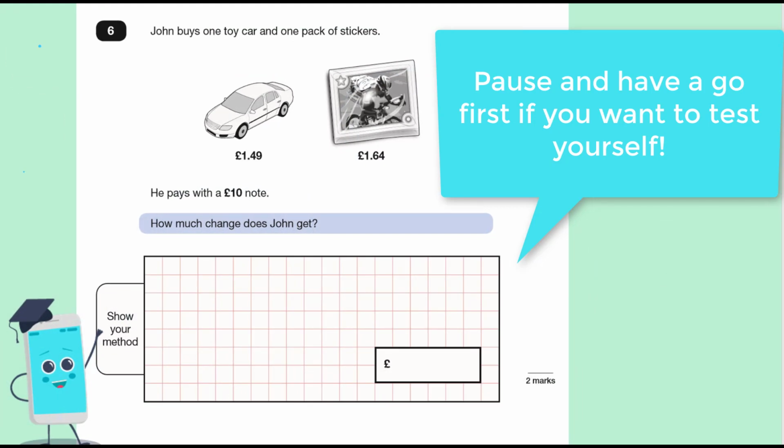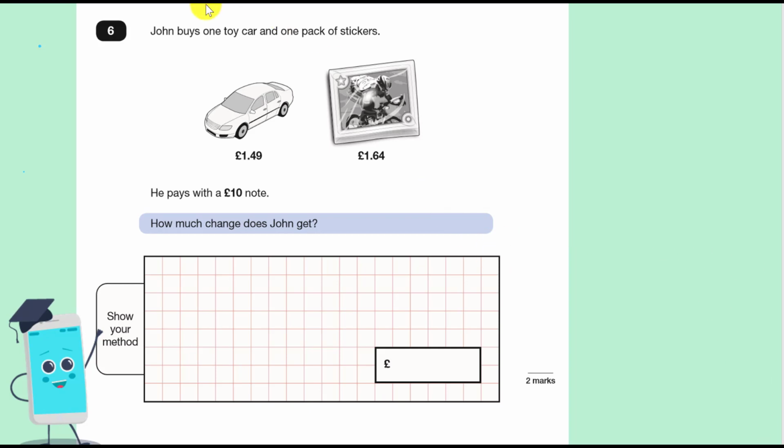Here is a question from 2019's Past Facts Papers, which is directly linked to the Year 4 National Curriculum. Let's read the question first. John buys 1 toy car and 1 pack of stickers. So we have our toy car with our amount and we have our pack of stickers with our amount. He pays with a £10 note. How much change does John get?